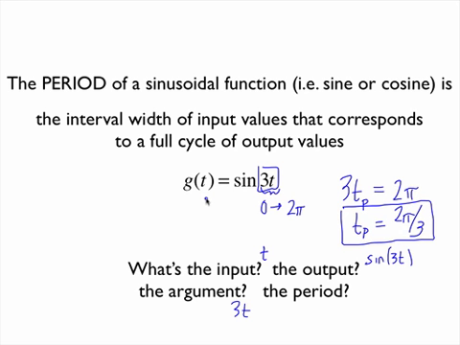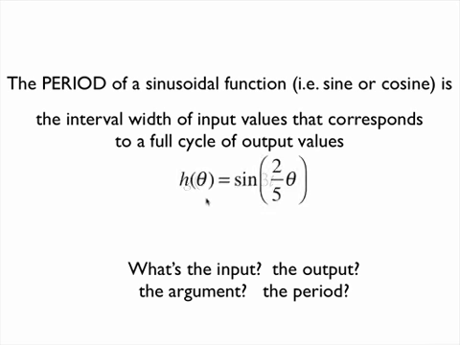And how does it do that? Because it makes 3t go to 2 pi. And that's what sine needs for 1 cycle. So it's the value of time that makes 3t, the argument, go to 2 pi, so that sine goes through 1 cycle. Does it make sense? So you try this one. Go. Try this. What's the input? What's the output? What's the argument? What's the period?